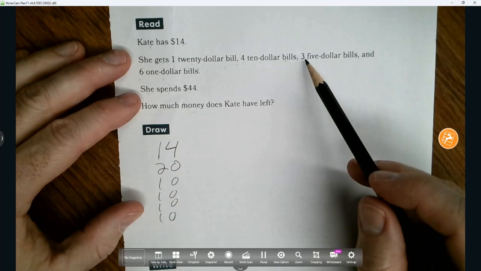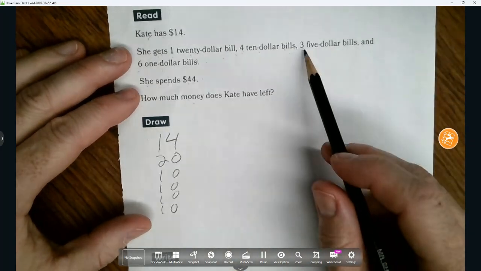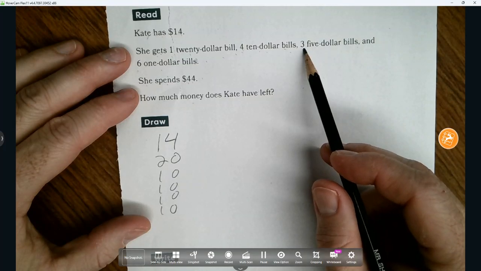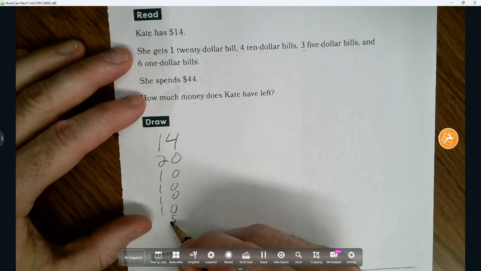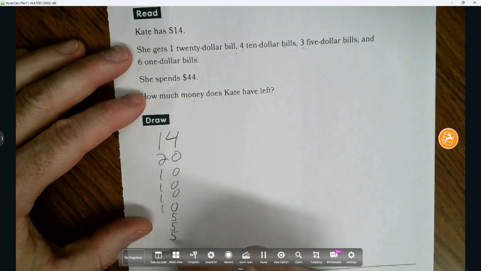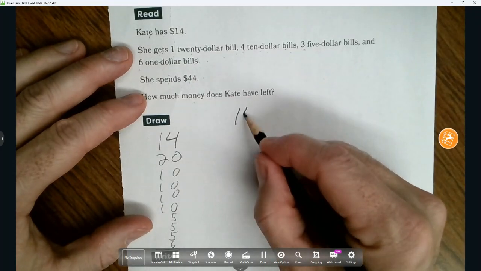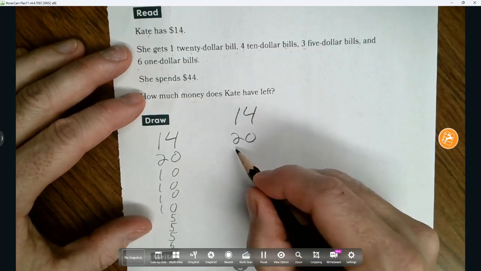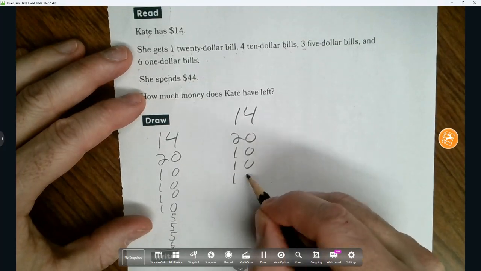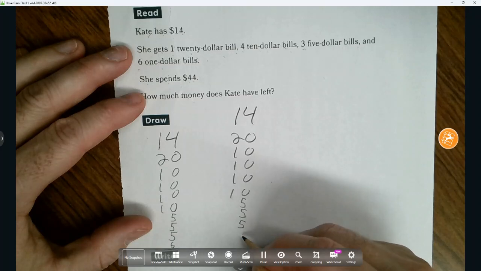Either way, she gets 3 $5 bills. So we'll write 5, 5, 5. And she gets 6 $1 bills. Well, we're just writing 6 because we ran out of room. So let's move this over here. 14, 20, 10, 10, 10, 10, 5, 5, 5, and 6.